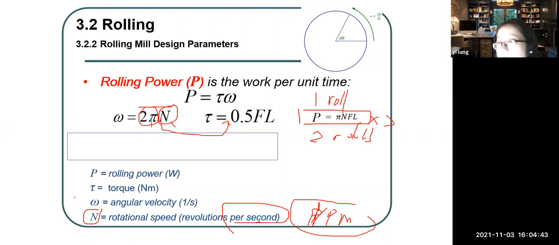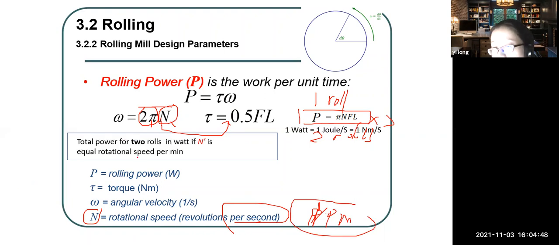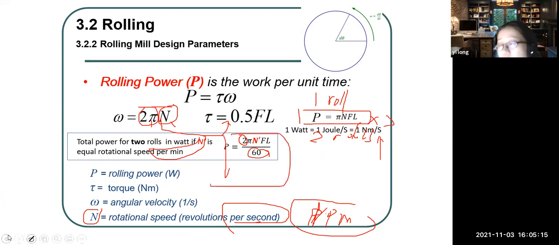This is more often. So that's why if we change this n to n prime, which is per minute, we have to divide it by 60 here. So that's why you can see you have a 2 here. The 2 is coming from the 2 rolls, 60 is coming from the minutes. Because you have to convert back to the second, because the watts is in second. So let's continue. In the end, in most cases, we simply use these equations.